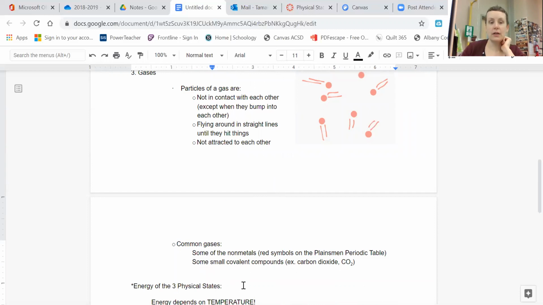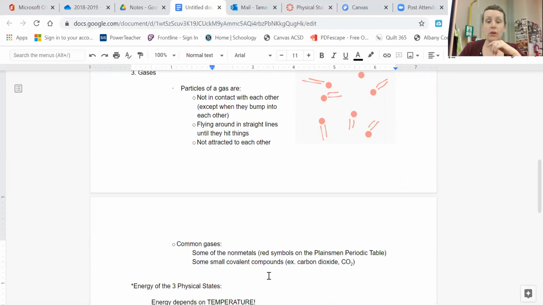Common gases are going to be some of the nonmetals, not all of them. So nonmetals is not the same thing as gases, right? Like carbon is a nonmetal, but it's a solid. But some nonmetals are gases, and those ones have red symbols on our Plainsman periodic table. So our gases have red symbols: oxygen, nitrogen, hydrogen, all the noble gases, okay? So just look for those red symbols.